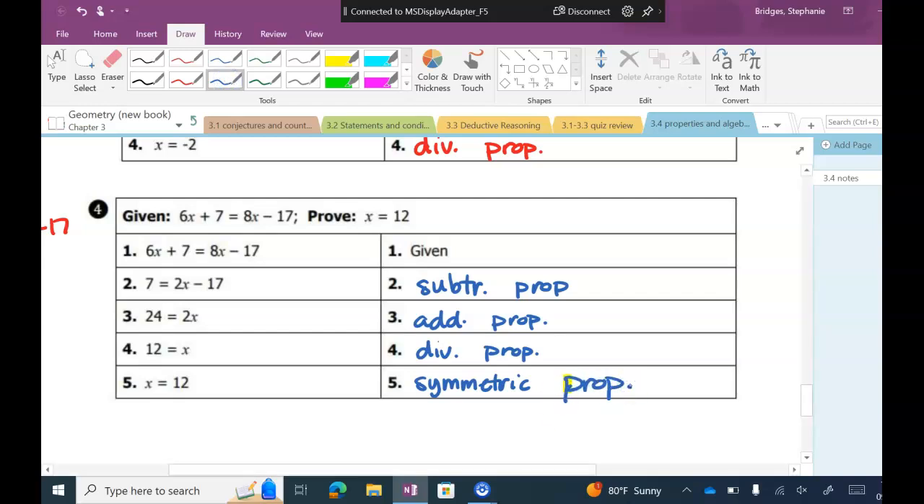Does anybody have any questions on these algebraic proofs? Not terribly difficult, right? Okay.